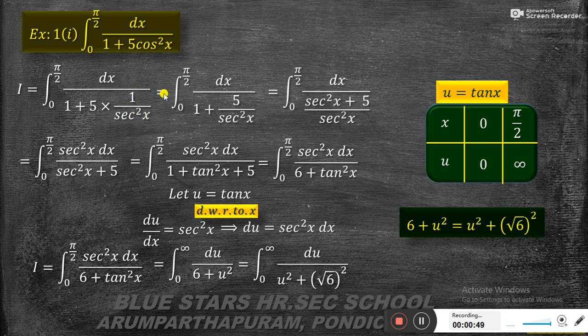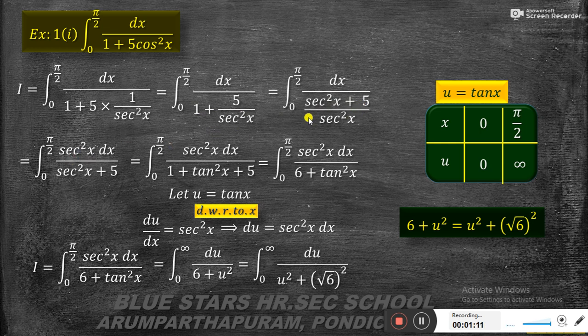Now in the next step I write integral 0 to pi by 2 dx by 1 plus 5 by secant square x. In the next step, integral 0 to pi by 2 dx by, doing the cross multiplication, secant square x plus 5 by secant square x.